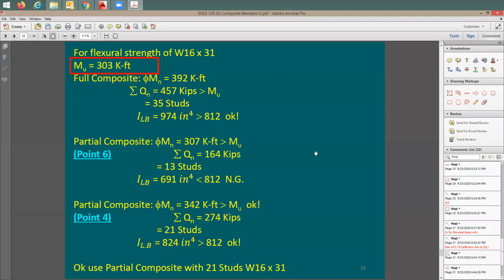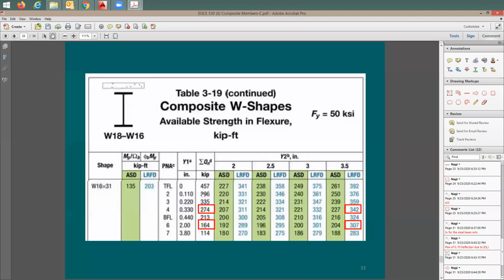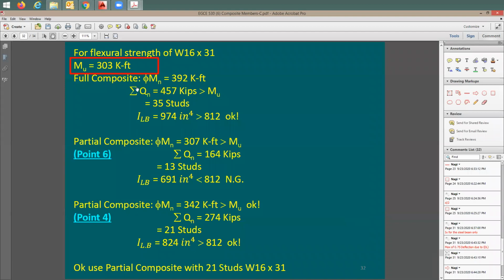But how about the moment of inertia? I'm going to go a couple of slides ahead and look at the moment of inertia for 0.6, 3.5, 691. What was my minimum? 812. So I said no. How about 756? Is this a good number? No, I'm looking for at least 812. So I said, well, it's going to be 0.4. How about if I'm at 0.4? Let me look at the flexure strength for 0.4. Am I okay with 0.4, 342? I'm going to say yes, because my minimum is 303 kip-foot. So it seems that 0.4 is going to be the one.